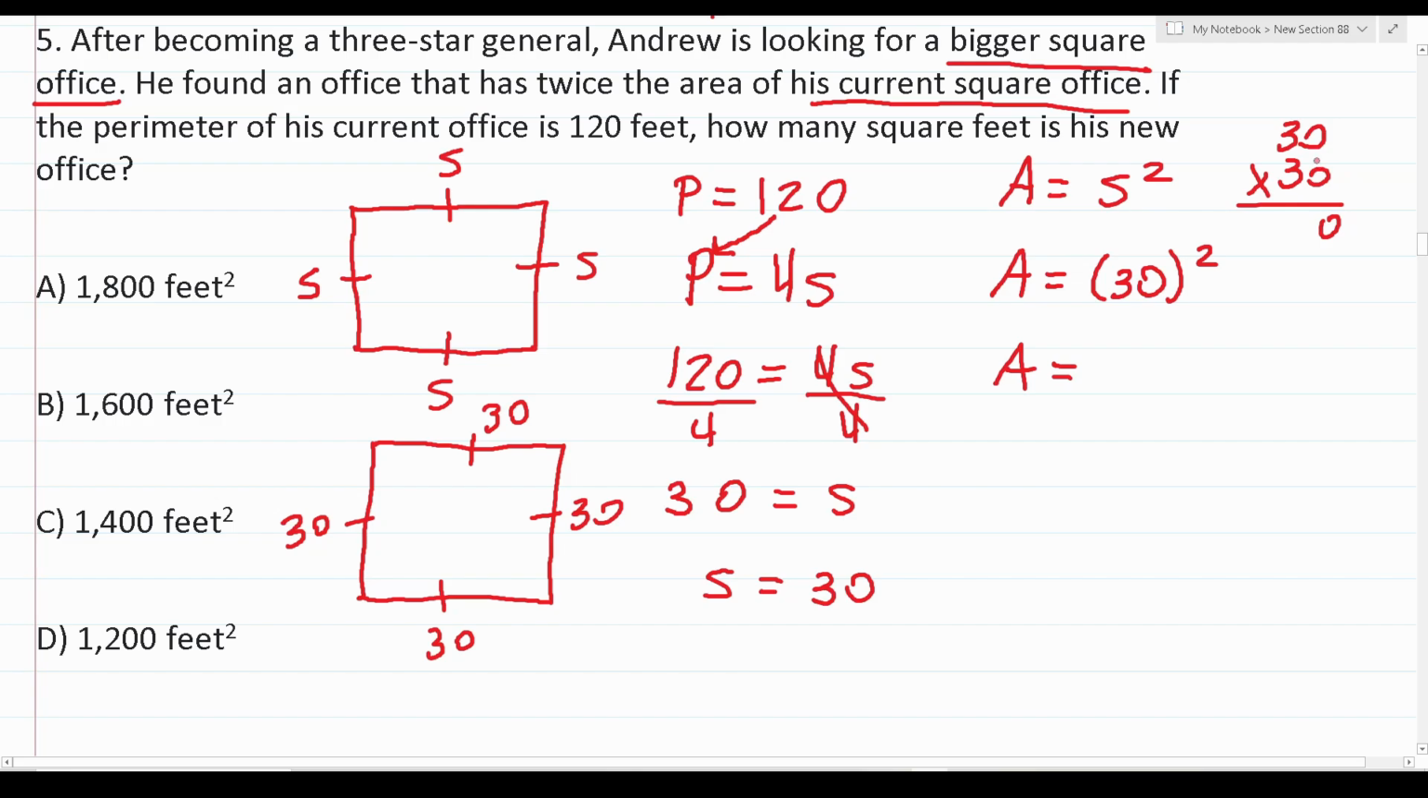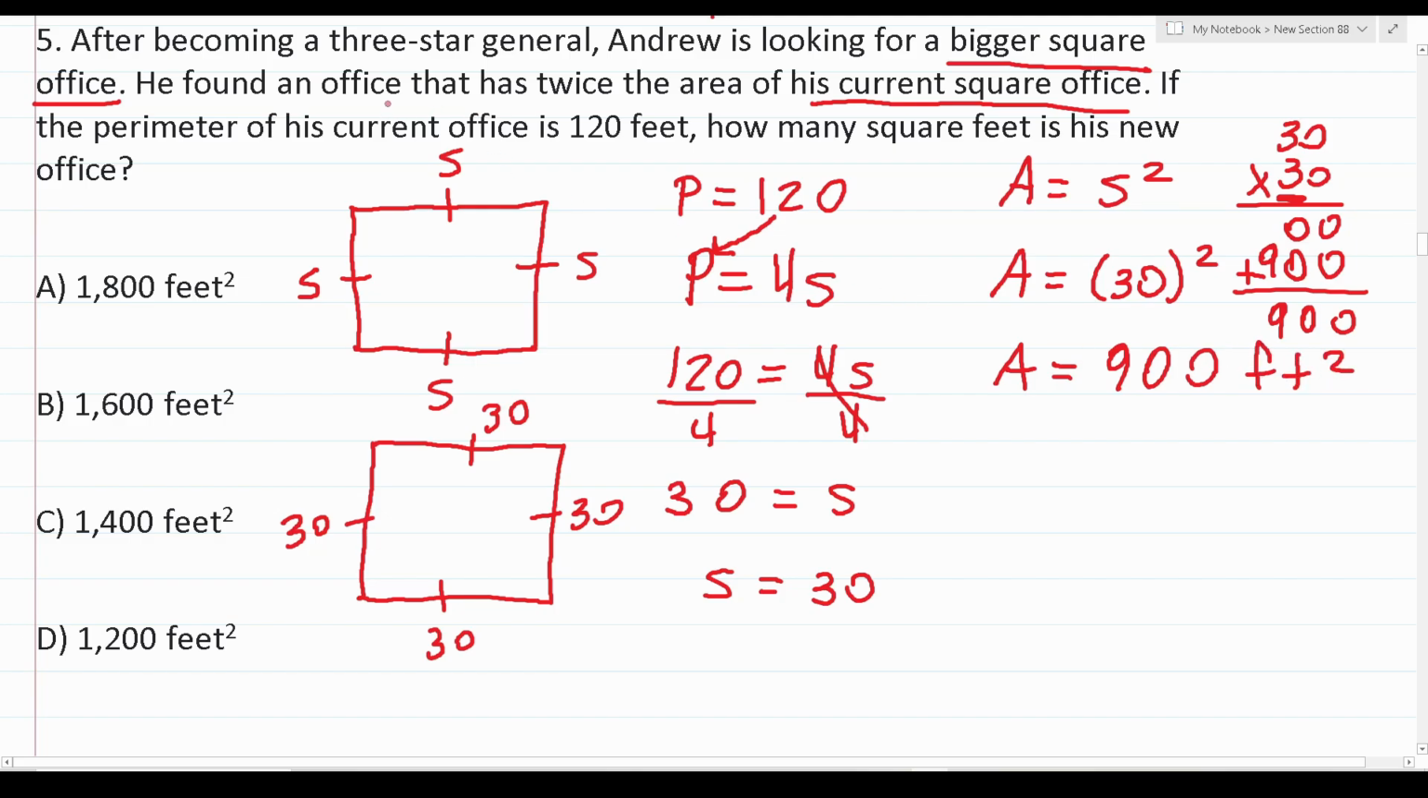0 times 0 is 0. 3 times 0 is 0. Bring down a 0 placeholder before you start multiplication with this 3. 3 times 0 is 0. 3 times 3 is 9. 900 plus nothing is 900. So the area of his current office is 900 square feet.